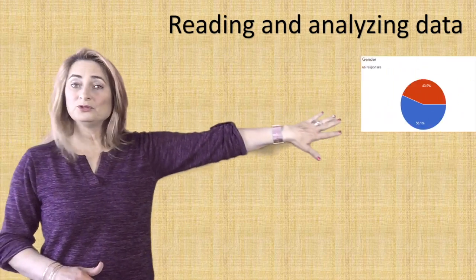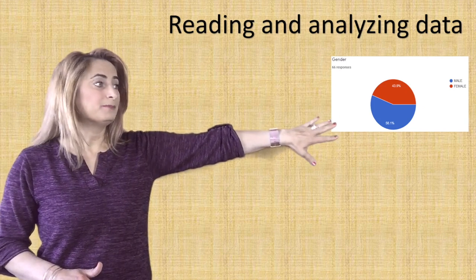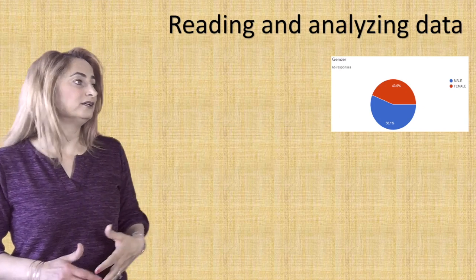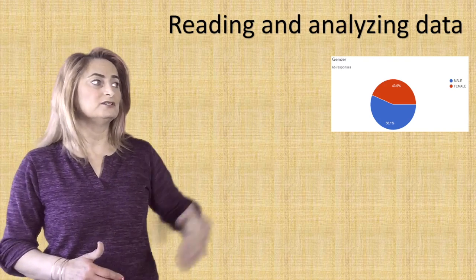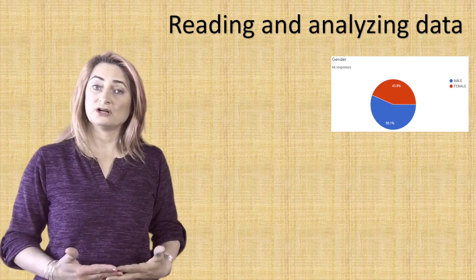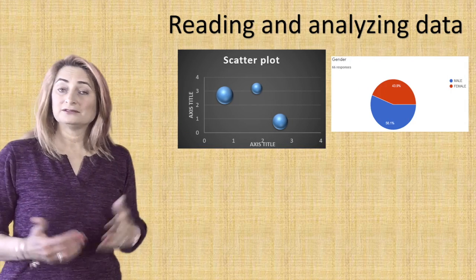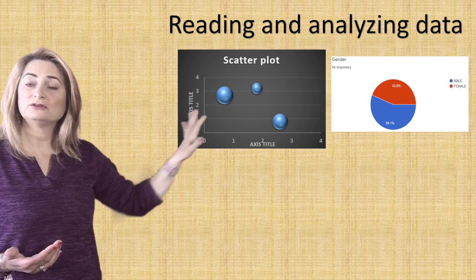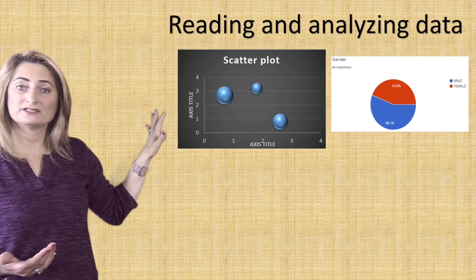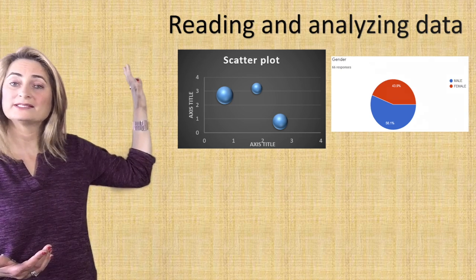We have been talking about reading and analyzing data using different displays. The most popular one that we already know about is a pie graph. Just looking at the graph, I know the blue, which is the percentage of male, is more than the percentage of female. The second display was a scatter plot.